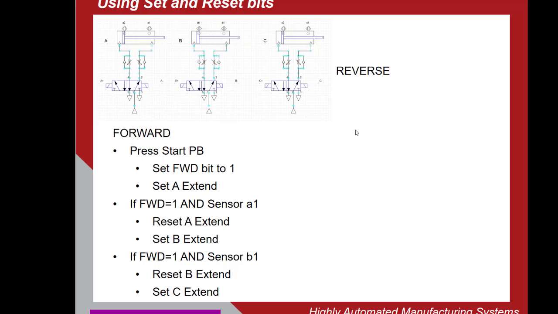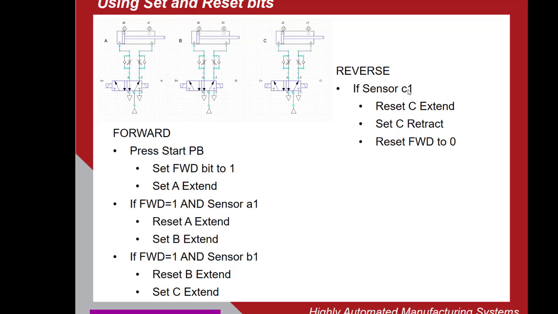Then for the reverse, when it hits C1 extend sensor, we're going to reset the extend bit and then set the retract bit for C, and also reset forward to 0. So there are 3 things that have to happen there.